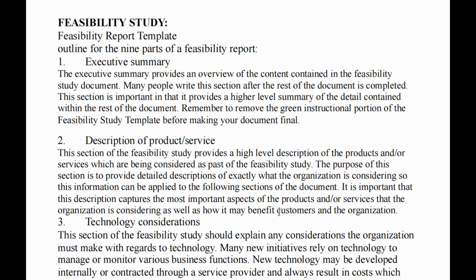In the feasibility study, the feasibility report template shows that the executive summary provides an overview of the content in the feasibility study document. Many people write this section after the rest of the document is compiled. The section is important in that it provides a high level summary of the details within the rest of the document. Remember to remove the green instruction portion of the feasibility study template before making your document.